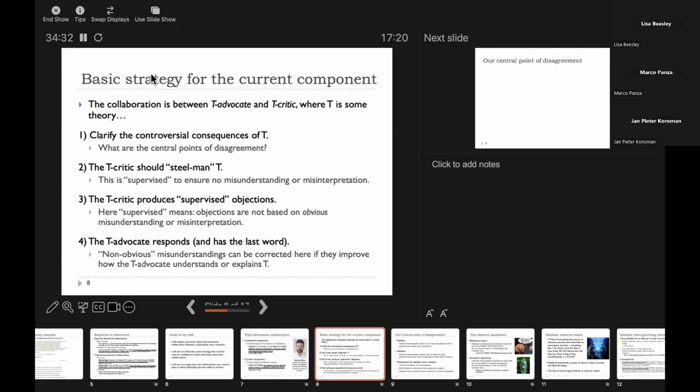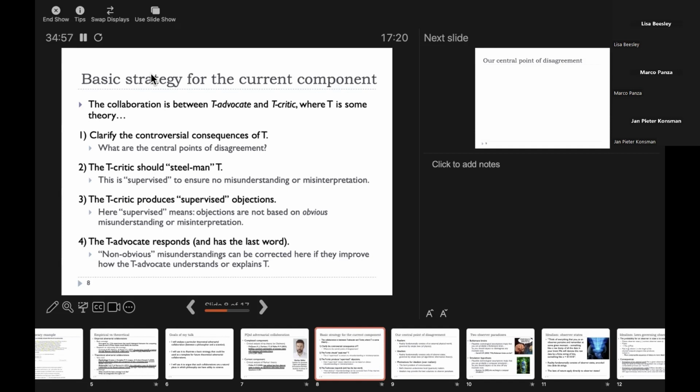So non-obvious means misunderstandings can be corrected here if they improve how the T advocate understands or explains T. What I mean by this is when you're in a theoretical dispute, it can just go on forever, where it seems like the critic is never fully understanding and the advocate is constantly trying to clarify.